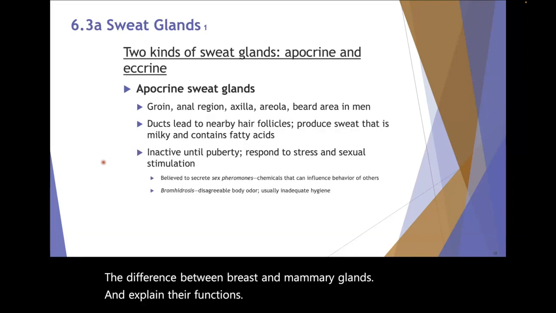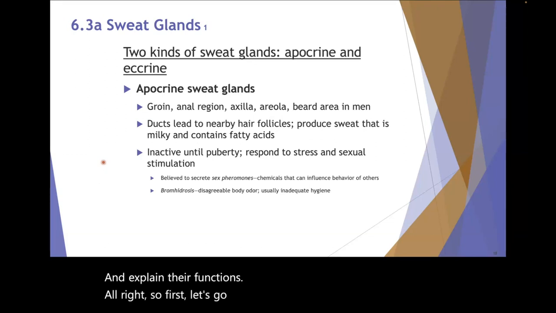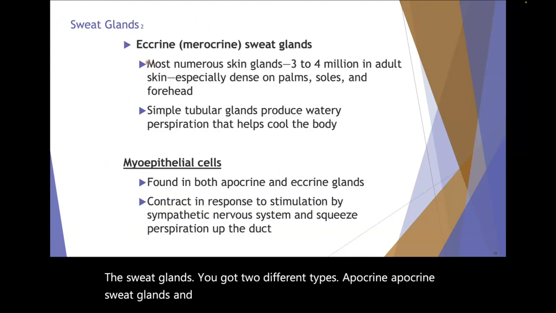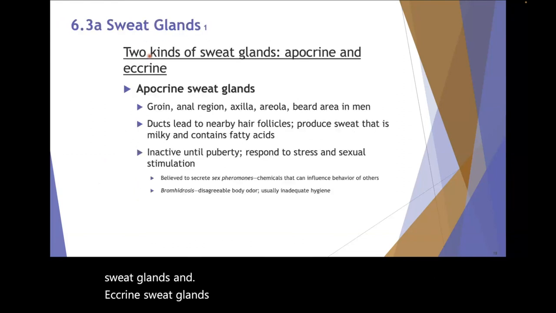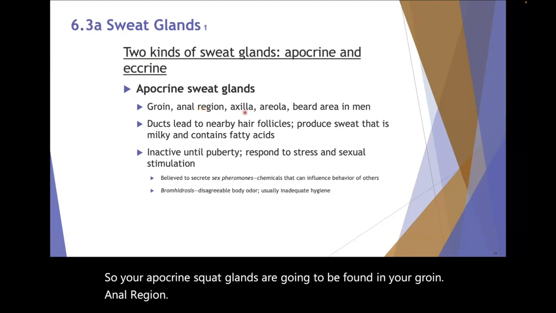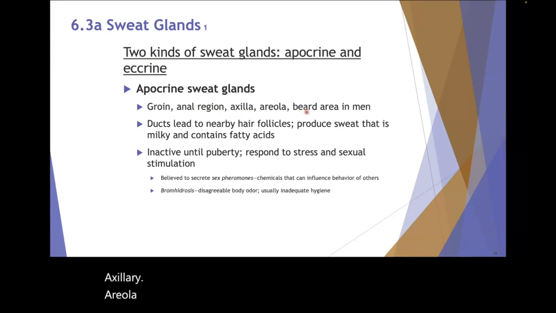All right, so first, let's go with the sweat glands. The sweat glands, you got 2 different types, apocrine sweat glands and eccrine sweat glands. So your apocrine sweat glands are going to be found in your groin, anal region, axillary, areola, and in the men, you're going to find it in the beards.